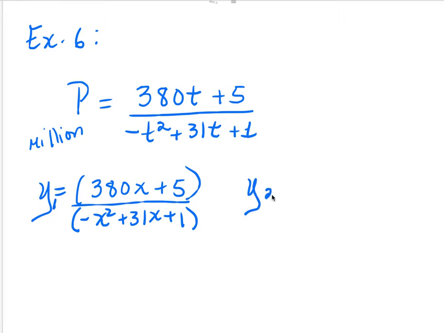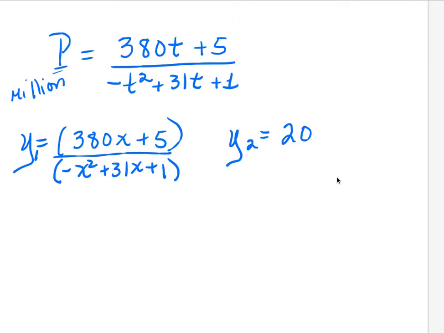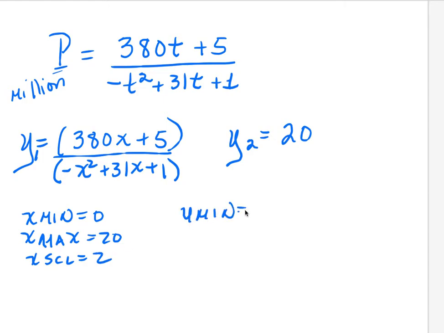And then in y sub 2, they wanted to know when this is going to equal 20 million, so you're going to put that here, and you're going to find the intersection of these two graphs. Just to make your life easier, I'm going to give you the window. X min is 0, because we're not going to do negative time. X max, you're saying 20, to make it 20 years. X scale, you can make that 2. And then Y min, we're starting at 0. We don't have negative prize money.